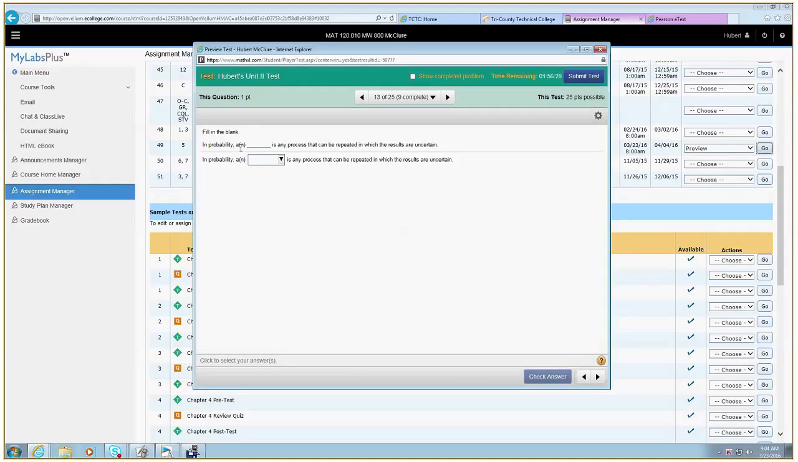In probability, a blank is a process that can be repeated, in which the results are uncertain. Repeated, what does that mean? In probability, a blank is a process that can be repeated in which the results are uncertain. I would say experiment. I don't think observation would fit.